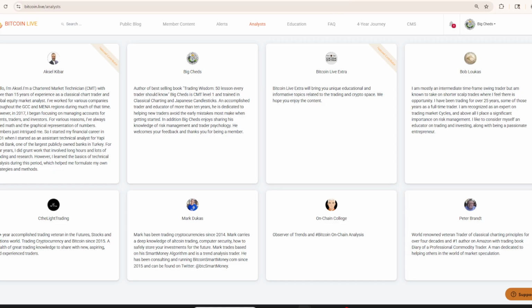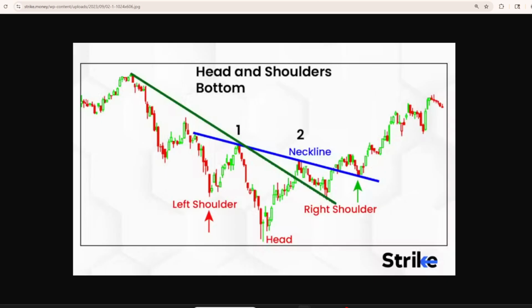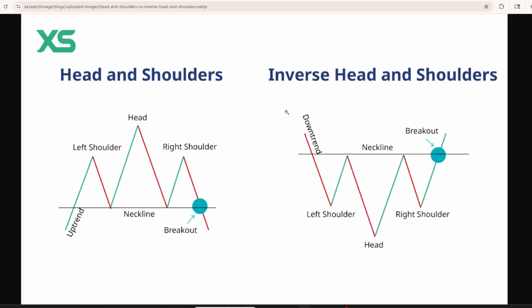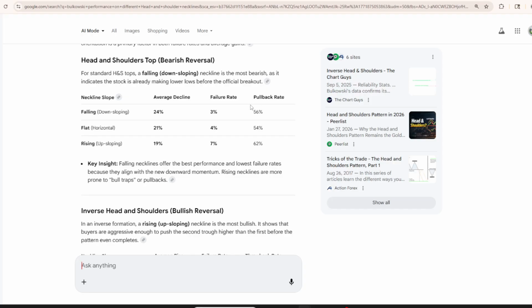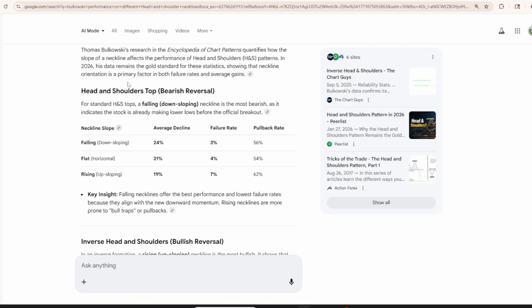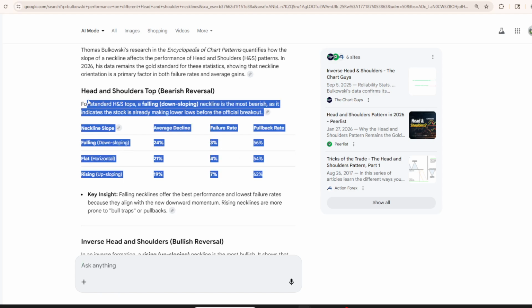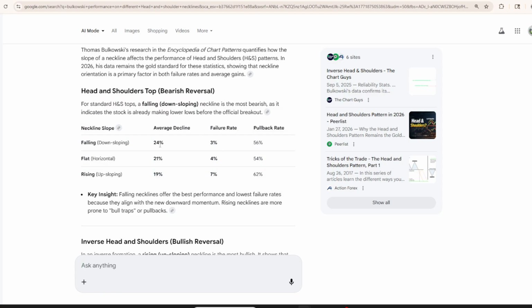For today's lesson, we're going to talk about the head and shoulders, both top and bottom, but with different neckline baselines. Here's a falling neckline. Here's a more traditional horizontal neckline. We're going to refer to the statistics by Bulkowski, who looked at the falling, flat, and rising, and we're going to talk about that. So, for example, a head and shoulders top, a bearish reversal. You can pause and read this on your own, right?